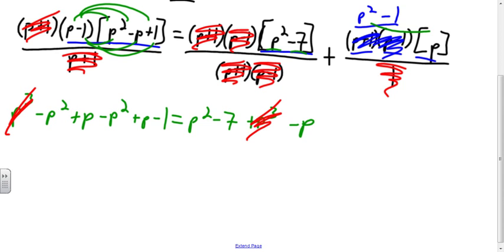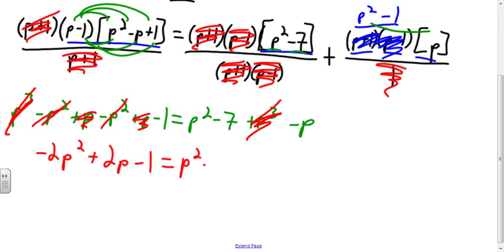From here, we'll combine all these like terms. So this becomes minus 2p squared. That was from here and here. This is plus 2p from here and here. And minus 1 equals p squared minus p minus 7. Okay, everything is accounted for.